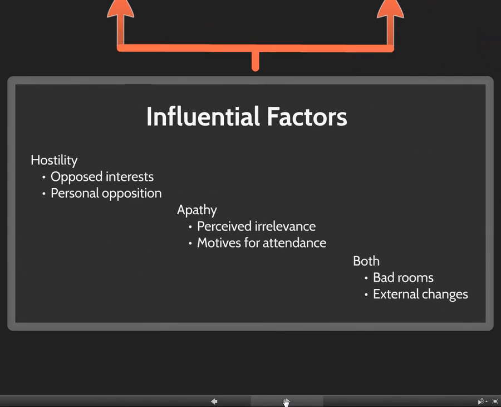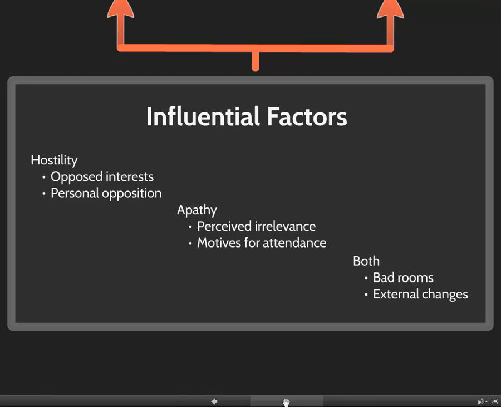And when we think about those influential factors, there are things that will influence hostile audiences, apathetic audiences, and things that influence both. Things that influence both can be bad rooms, bad circumstances, time, putting the speech after dinner, before dinner, loud noises. These are things that might make an audience more hostile or more likely to check out and become apathetic.